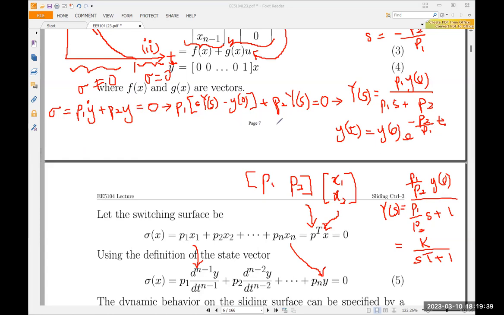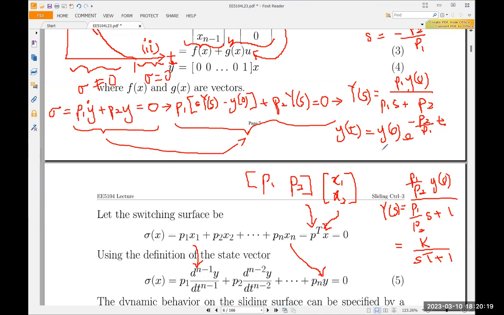You take Laplace, which means you take Laplace of this, it will give you this. And then after that, you make y the subject, then you inverse Laplace, you will get this. If you see this, and P1 is 1, P2 is 1, so it will always be negative. So when t is large, then y will be equal to 0.